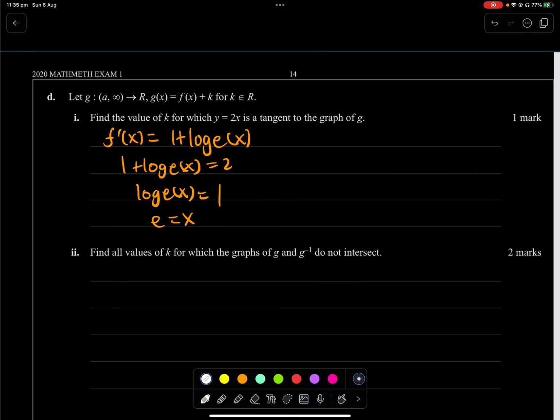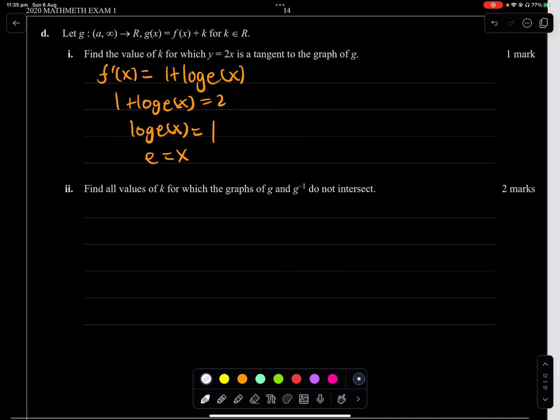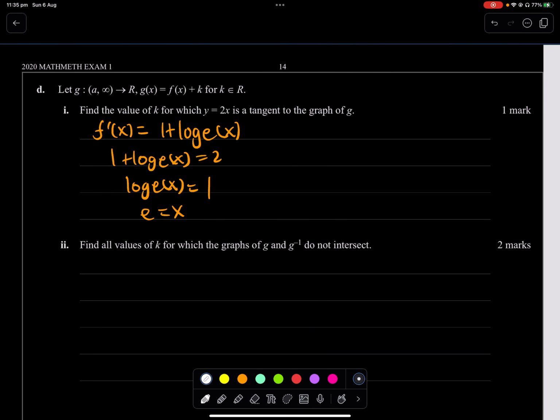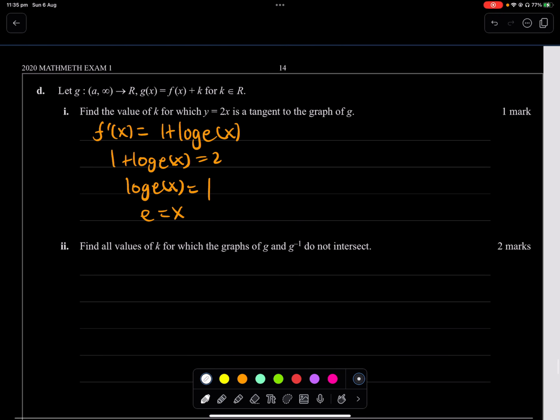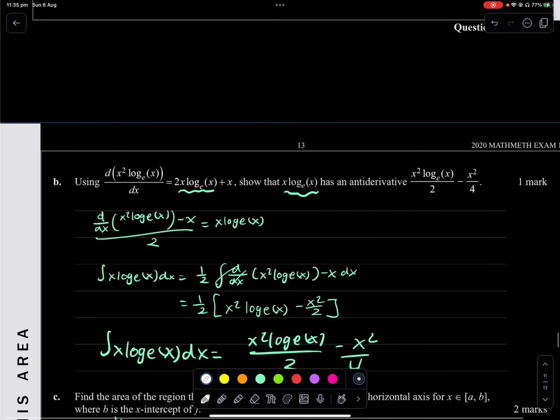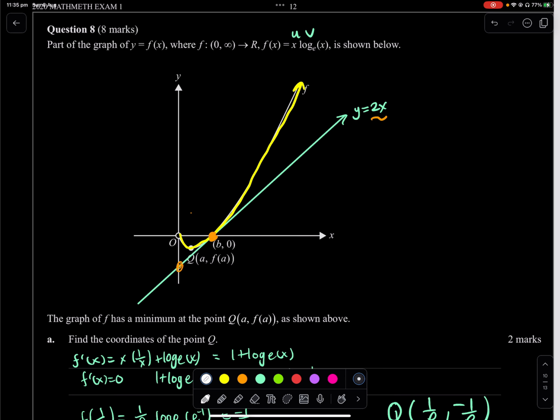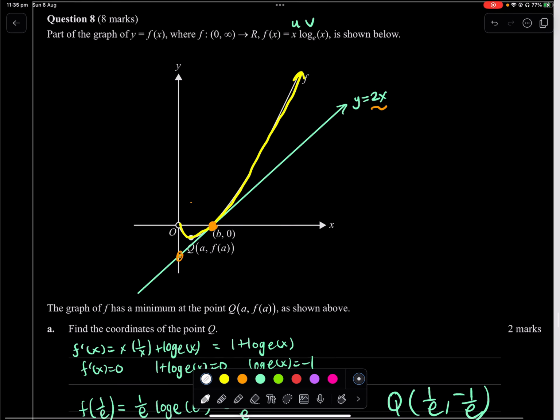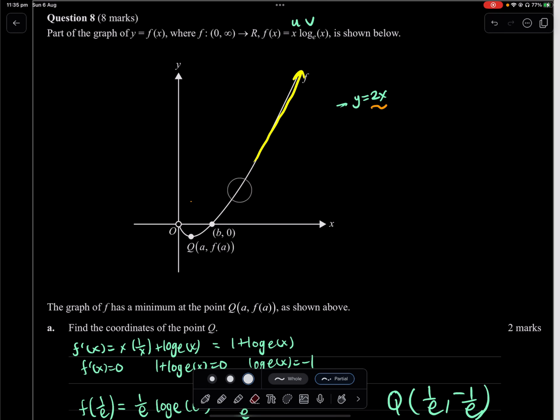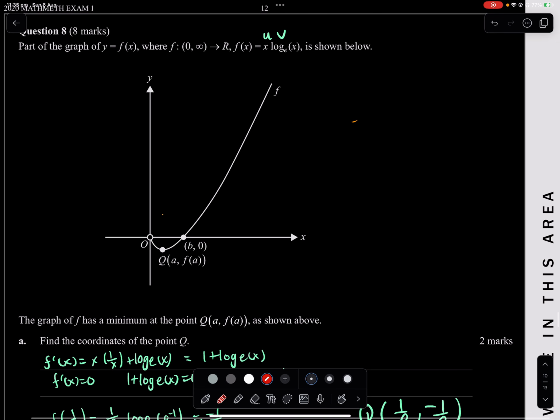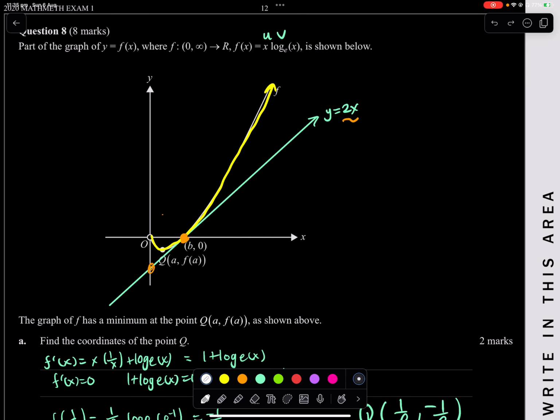Okay. Find the value for which y equals 2x is a tangent to the graph of this. It's only 1 mark. Find the value of k. Okay. So let me just nicely rub this off. So we have this tangent, okay. Let's say this is y equals 2x over here.